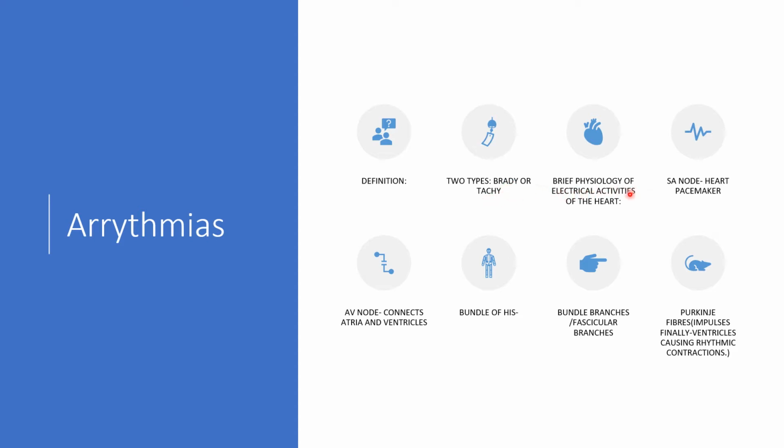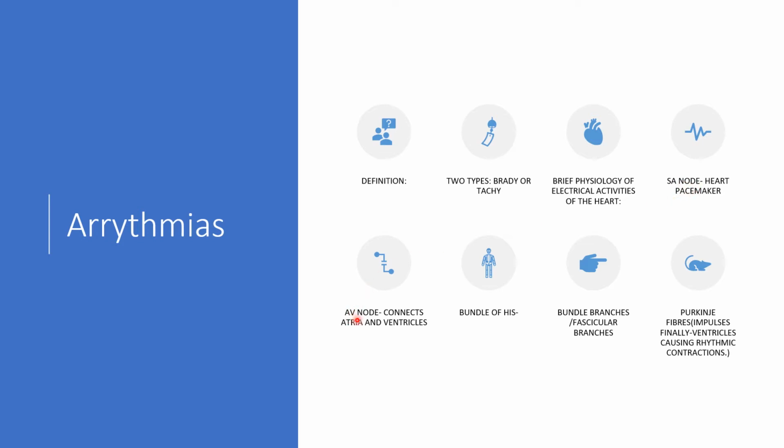The brief physiology of electrical activities of the heart is such that the sinoatrial node is the heart pacemaker. It is located at the junction of the superior vena cava and the right atrium. When the electrical impulse is propagated from that sinoatrial node, there will be action potential leading to depolarization of the atrium. And then the journey will not end there.